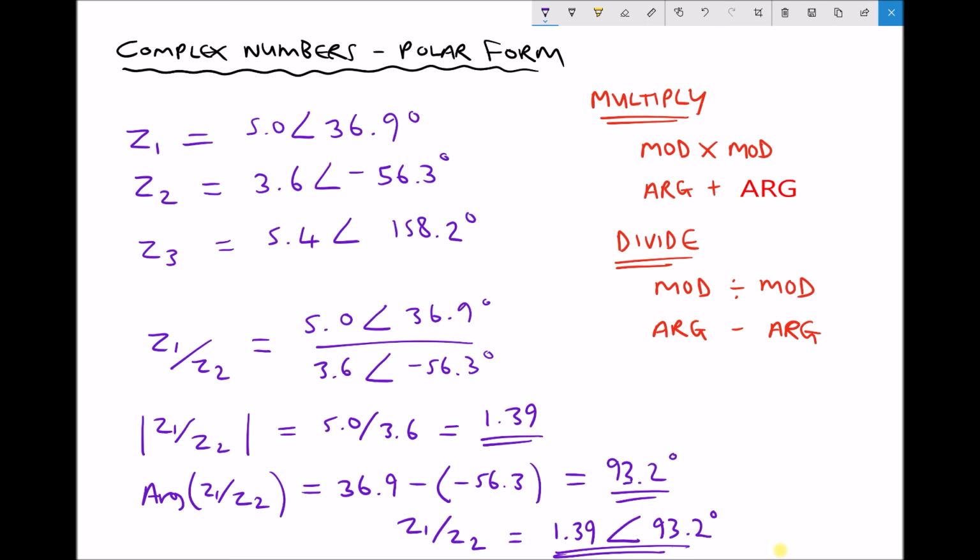So there we've seen how to apply the simple rules for the multiplication of two complex numbers and the division of one complex number by another. This method works providing we're working with complex numbers in their polar form.